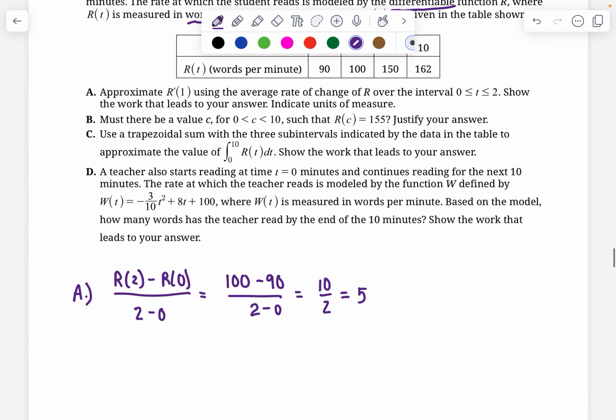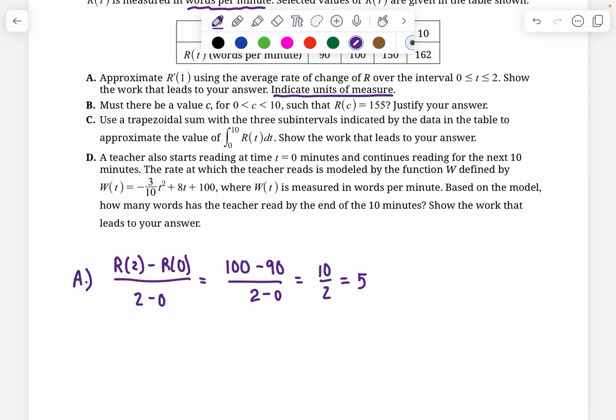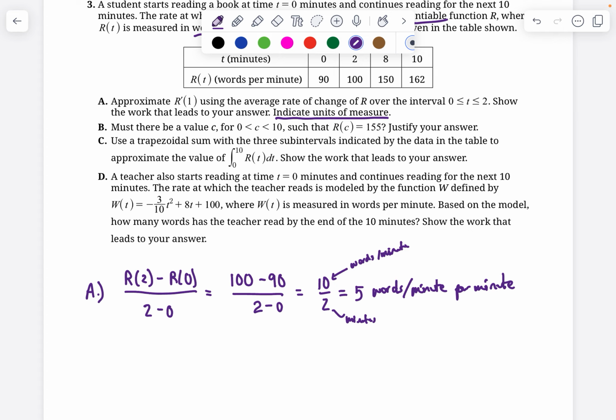All right, but they specifically said indicate the units of measure. So in this case then, if that numerator up there was already words per minute, and then that denominator is minutes, then we know that now our units are words per minute per minute. And if you wrote words per minute squared, that would have been fine, but I think that I like the answer words per minute a little bit better. Okay, so that's your units.